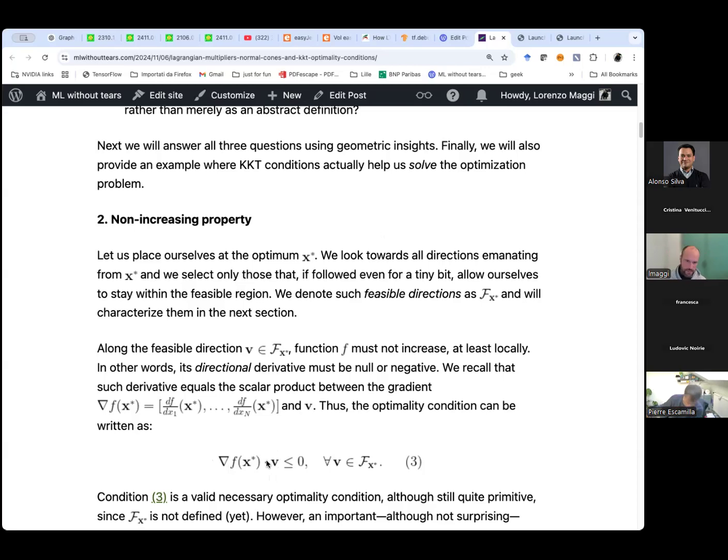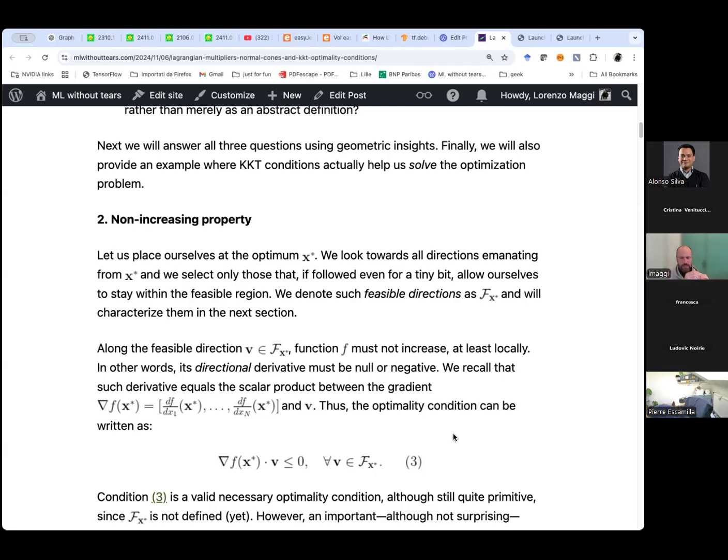And if this is the case for all possible directions from x star, then it is true that x star is at least a local optimum, okay? But then immediately a question arises: what is this F of x star? This is the set of feasible directions.